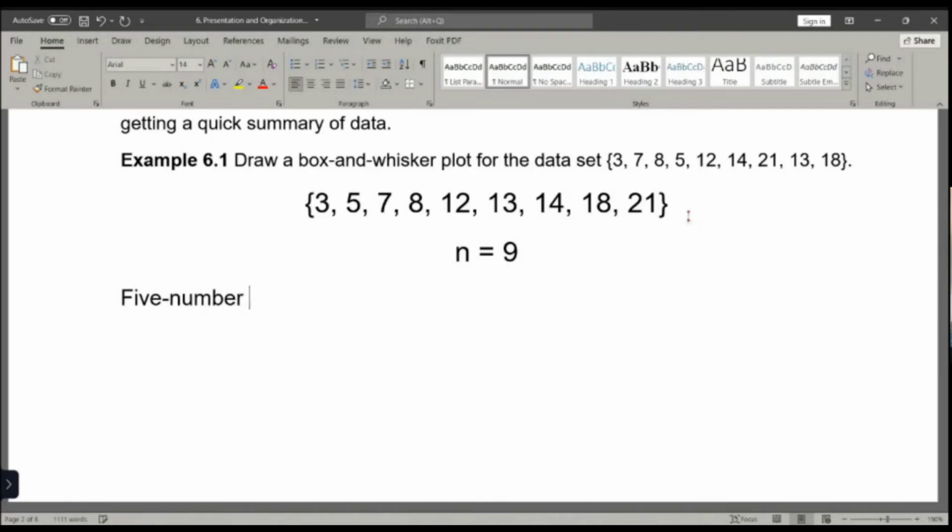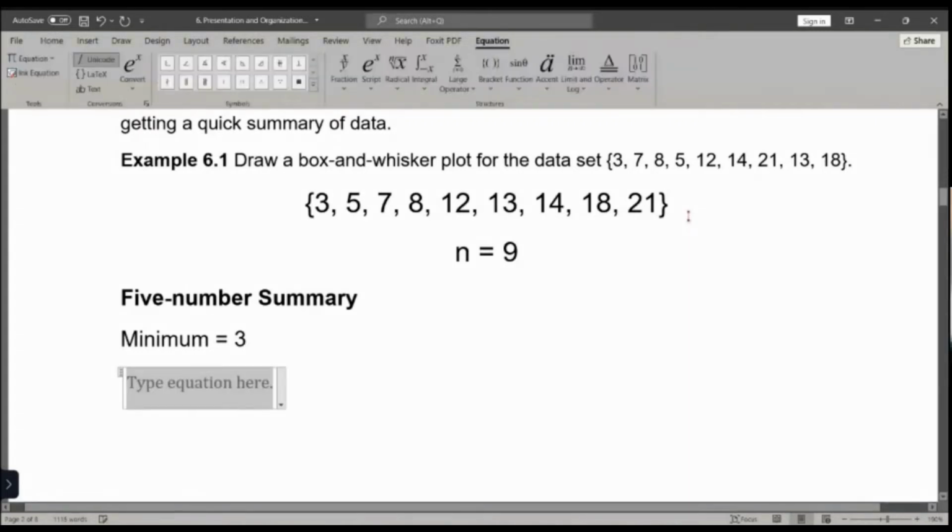5-number summary. So we need to identify our minimum value. In this case, what is the minimum? 3, sir. Okay, 3. Next, first quartile.